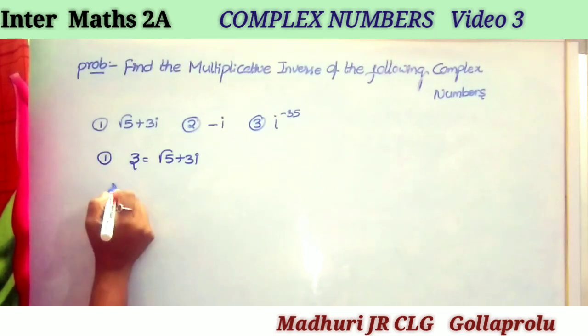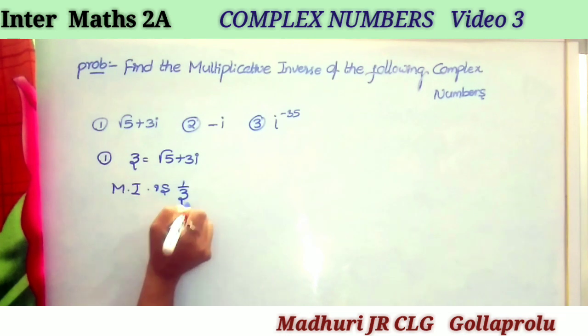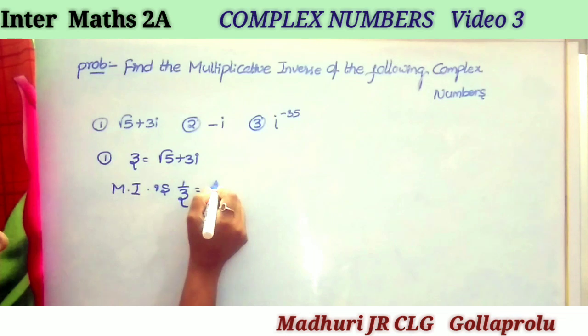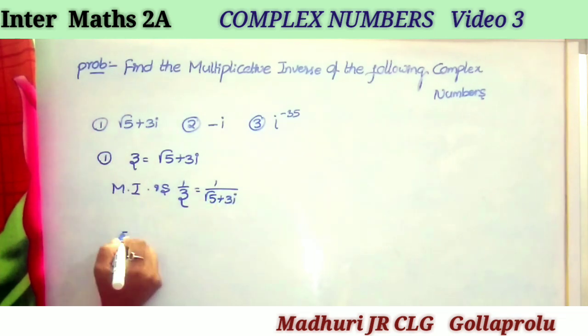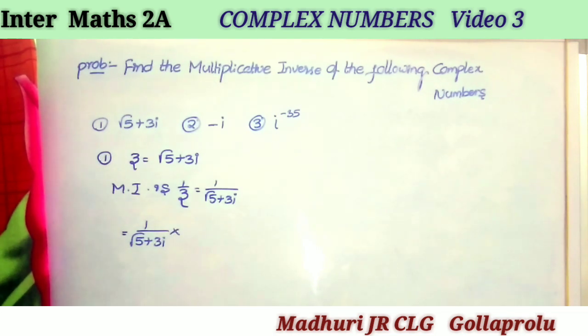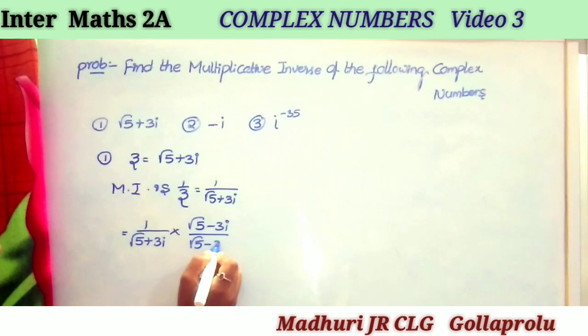So what is the multiplicative inverse? Multiplicative inverse is the formula 1 by z. That is 1 by root 5 plus 3i. Now how to simplify this question? By doing the rationalization. So we take the rationalization by its conjugate, that is root 5 minus 3i. So into root 5 minus 3i by root 5 minus 3i.